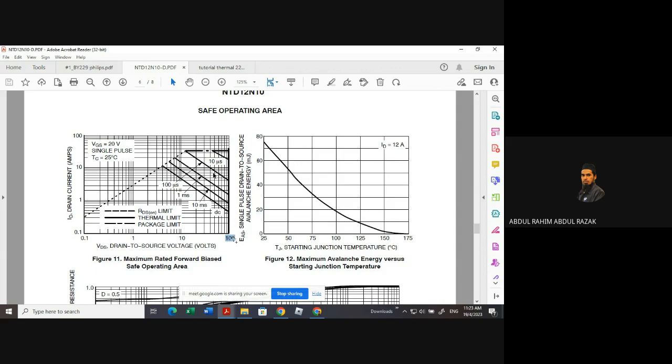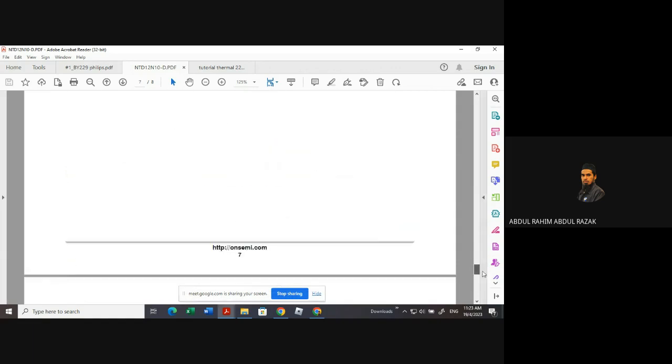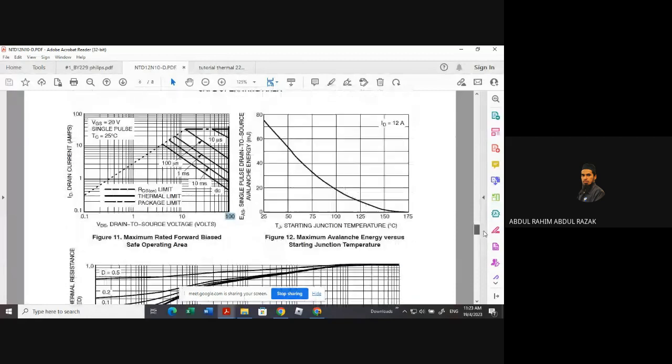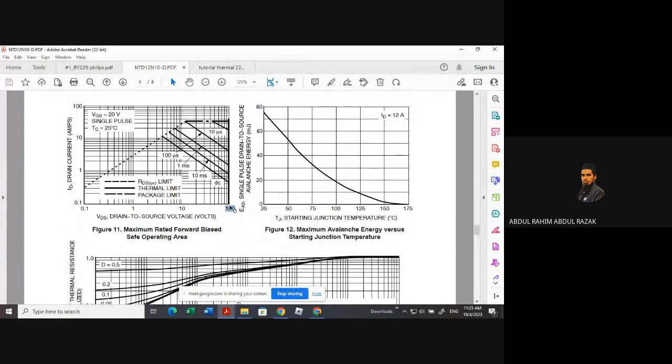But if your switching is less than that, you have to derate or reduce your expectation of your switch. If not, it will exceed the RDS(on) limit, the thermal limit, and the package limit. Simply put, your device will be broken or damaged. Let's say you are operating at 100 microsecond. Just now it was 10 microsecond. So if 100 microsecond, how much is that? 1 over 100 micro.